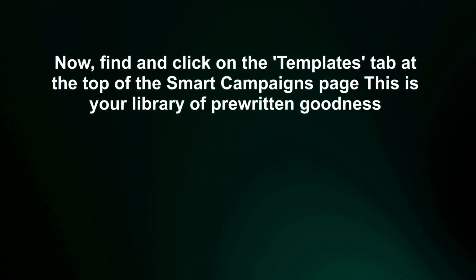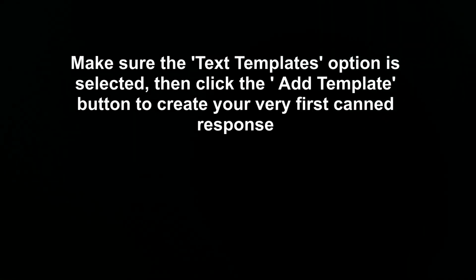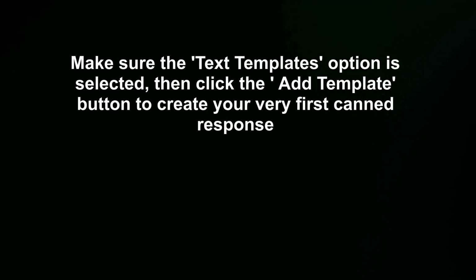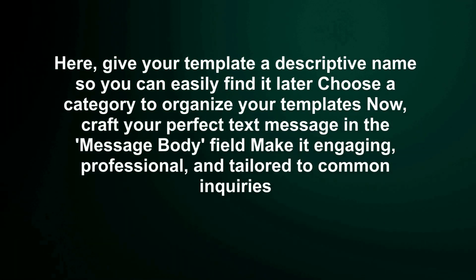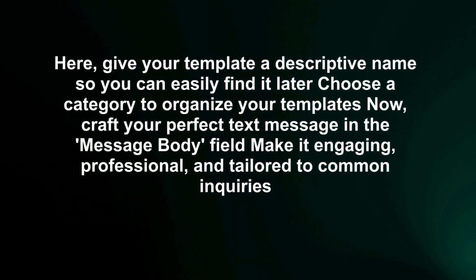Now, find and click on the Templates tab at the top of the Smart Campaigns page. This is your library of pre-written goodness. Make sure the Text Templates option is selected, then click the Add Template button to create your very first canned response. Here, give your template a descriptive name so you can easily find it later.